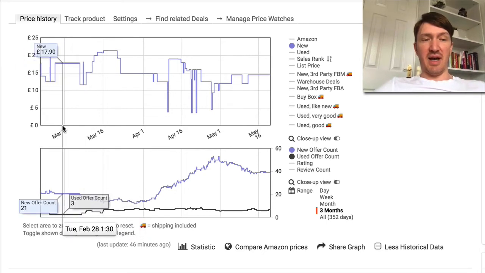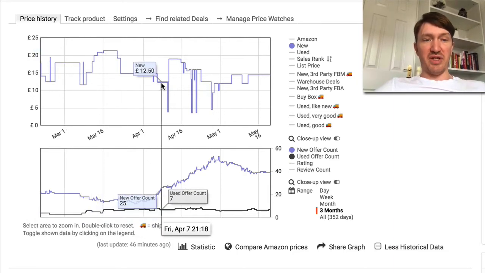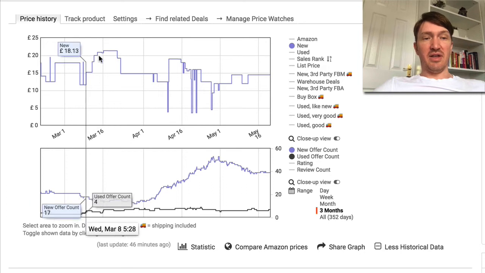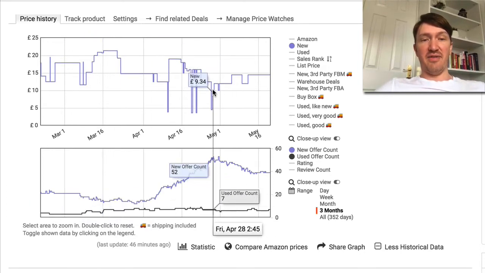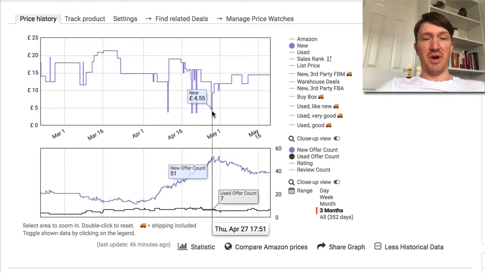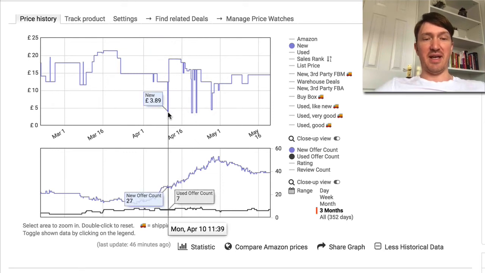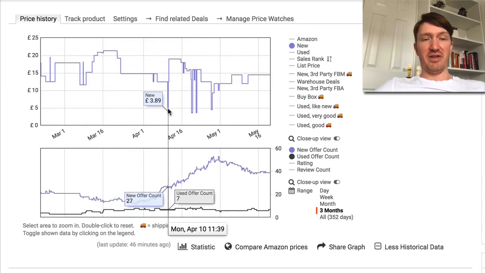But as you can see, price over time. March the 1st is here. The price was £17.90. But on April the 7th, it was £12.50. And then later, it was only £11.99 on the 2nd of May. So the price has gone from 21.34 there to 11.99. In fact, it's dropped below. You can see some of these spikes. Not quite sure what happened here, but it's showing £3.65 and £3.89. So potentially, if you were in the market, you could be looking for this kind of thing.